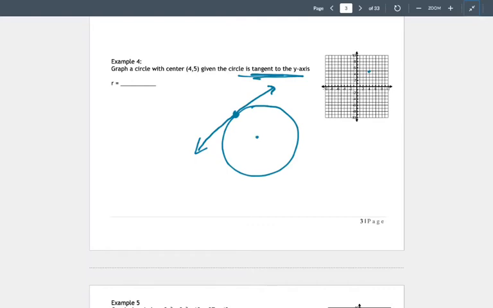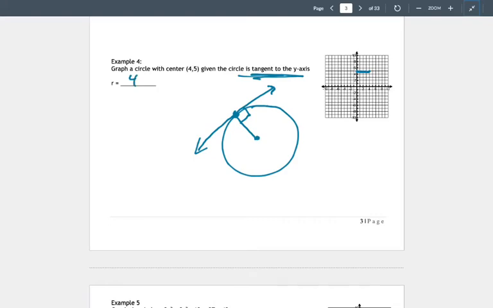Another thing we learned in geometry was that when you draw the radius to that point, that's called a point of tangency, it will always form a right angle there. So it has to be perpendicular. Well, the y-axis is a vertical line. A horizontal line is perpendicular to a vertical line, so you just need a horizontal line drawn from that center to the y-axis to show the radius. So that means that my radius is going to be 4, because it's 4 units away from the center.